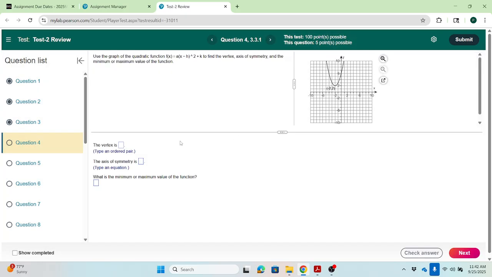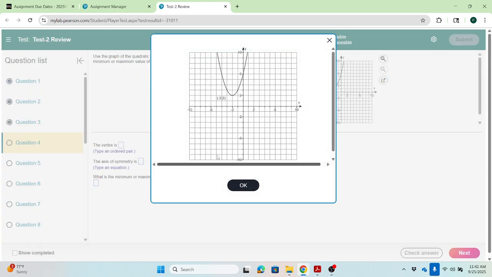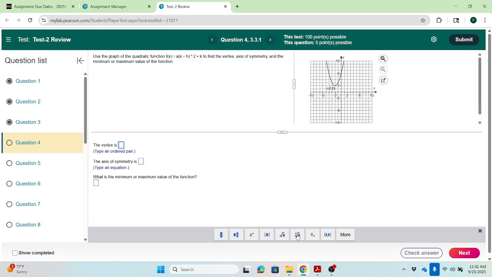Find the vertex. The vertex is the coordinate of this point, which is -2 comma 2. That's the vertex. So when you click here, it gives you this option. So that's -2 and then 2. The axis of symmetry is always x equals the x coordinate of the vertex, which in this case is -2. And the minimum or maximum value you get at the vertex, which is the y coordinate. In this case, because the curve is facing up, the vertex gives you the minimum value, and the value is 2, which is the y coordinate of the vertex.